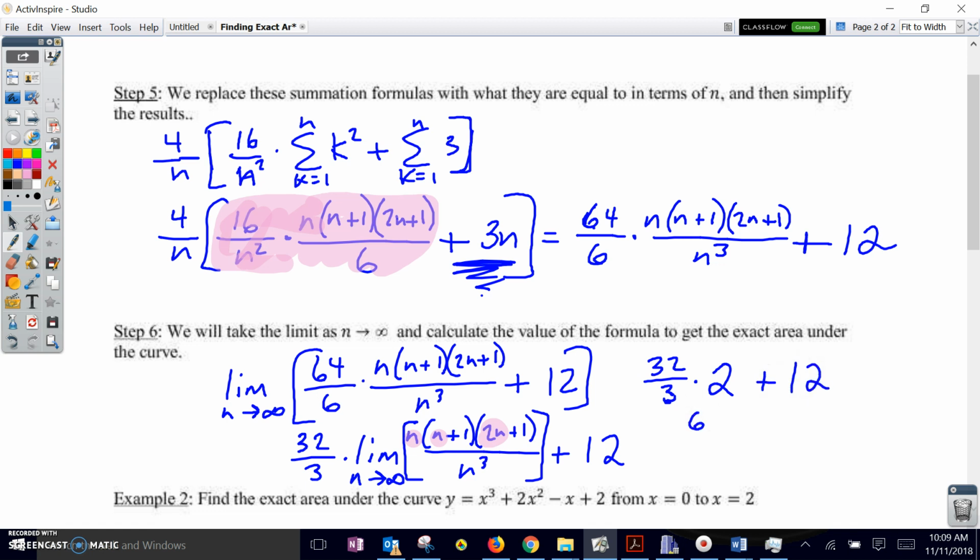And then I can add these two things together, 64 thirds plus 12, and we end up with 100 over 3 for the exact area underneath the curve, y equals x squared plus 3, from x equals 0 to x equals 4. Alright, that's where we're going to end this video, and we'll come back in the next one and go ahead and work our way through example 2 in the same fashion with a little bit less detail.